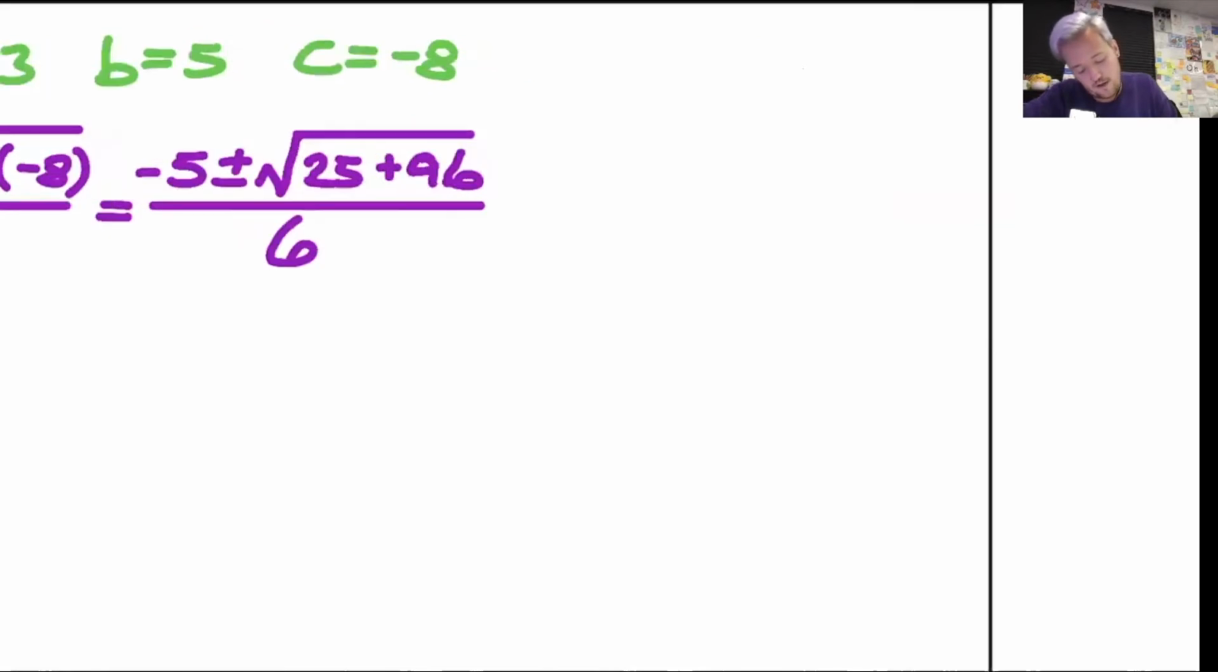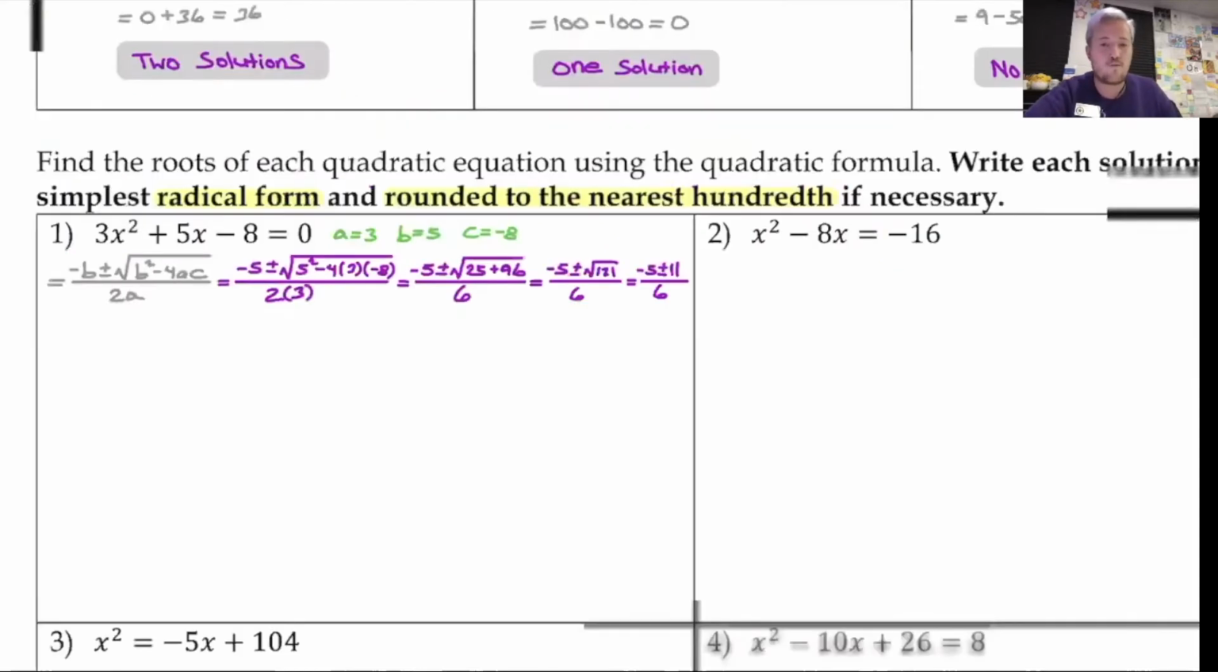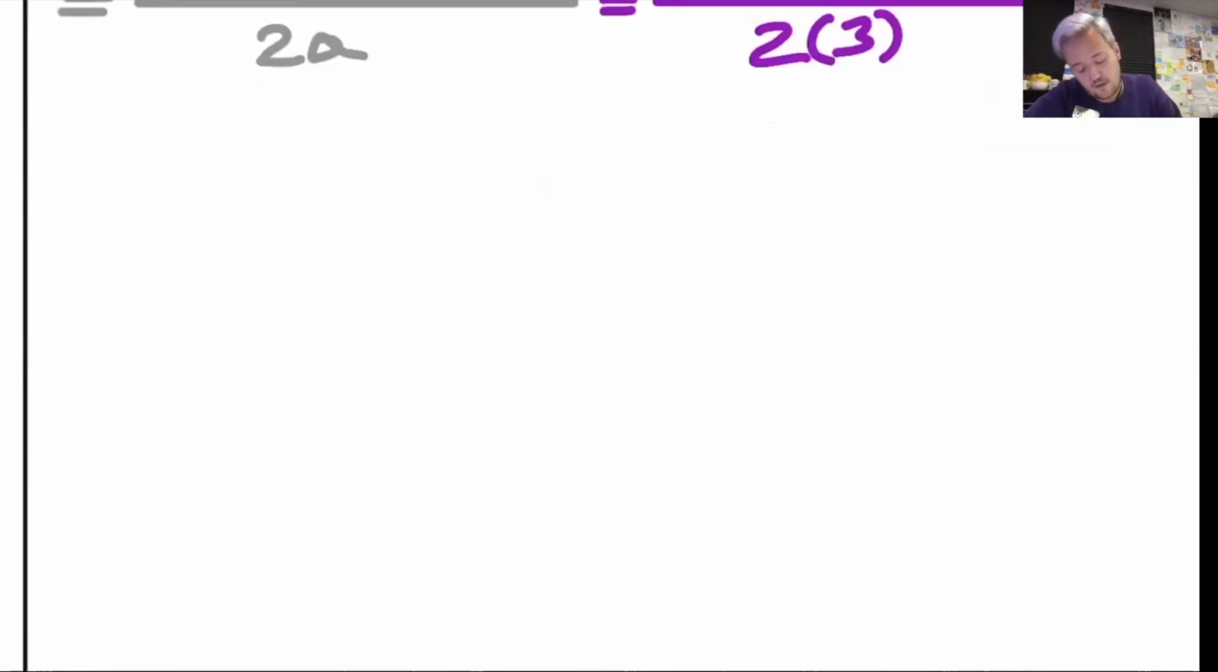All right, so when I add everything in the discriminant together, so we're going to have -5 plus or minus the square root of 121 all over 6. So 121, that's a perfect square. So the square root of 121 is going to be 11. All right, so when I get to this point, -5 plus or minus 11 all over 6. So once you get it to either like simplest radical form and there's nothing else you can simplify, that's when you're going to separate it into 2 different answers. So that's when I use the arrows.